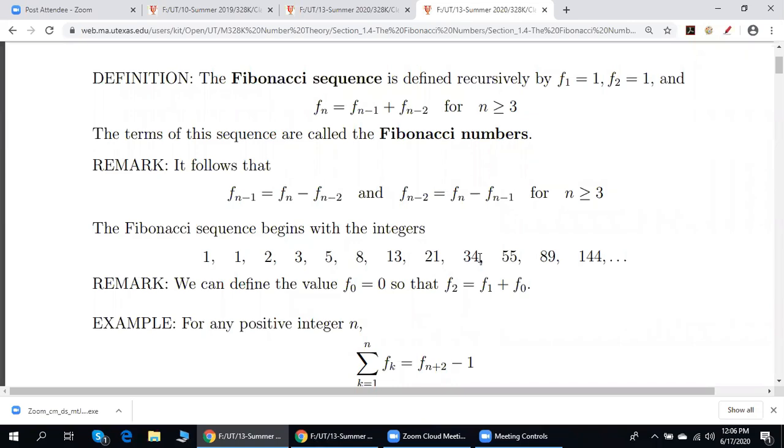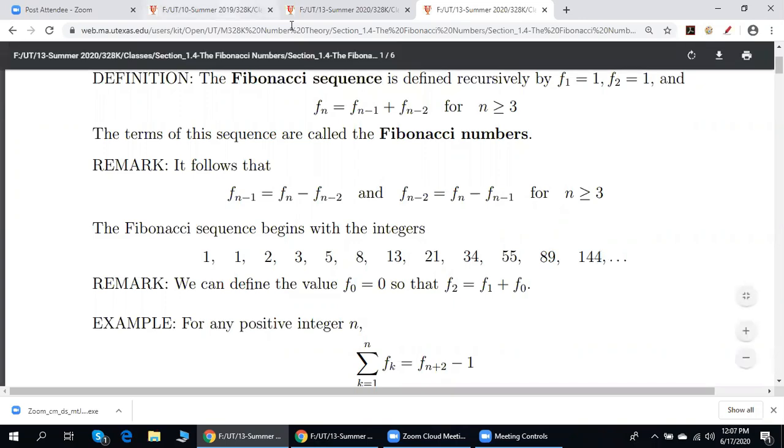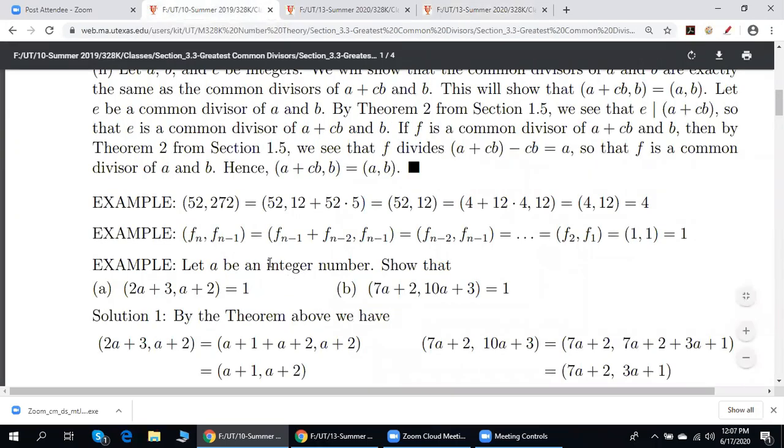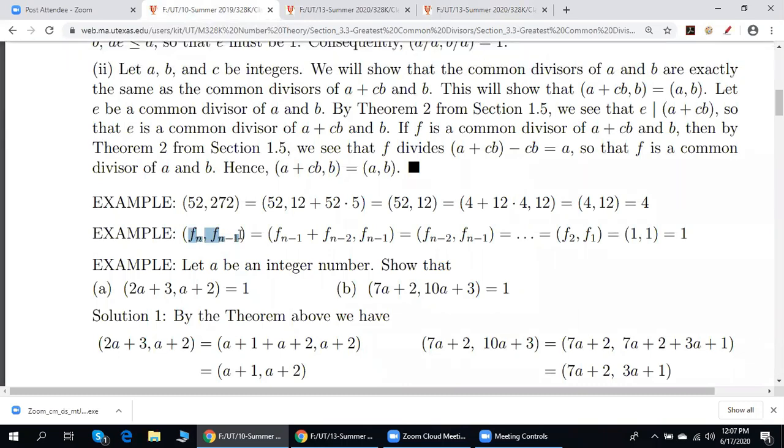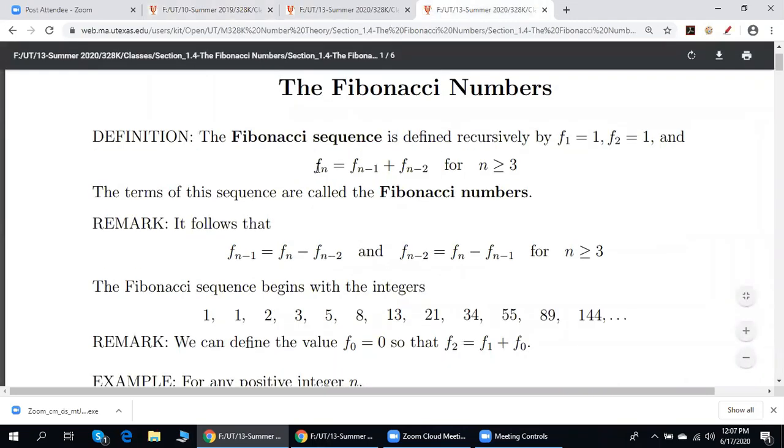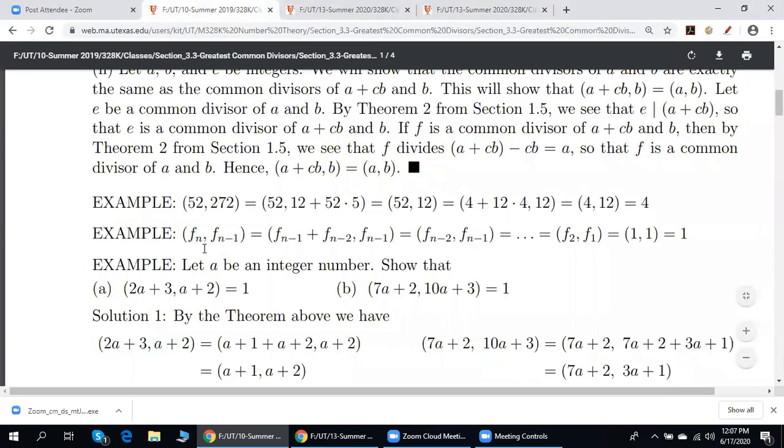So, question: is it true that if we consider any two consecutive Fibonacci numbers, their greatest common divisor is equal to 1? The answer is yes. The greatest common divisor of two consecutive Fibonacci numbers is 1. But how do we prove it? Well, here's what we do. By this formula, the next term is the sum of the two previous terms.